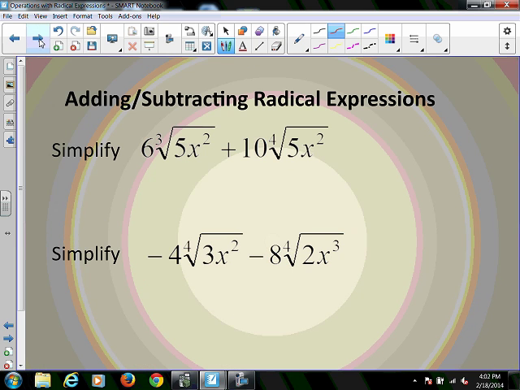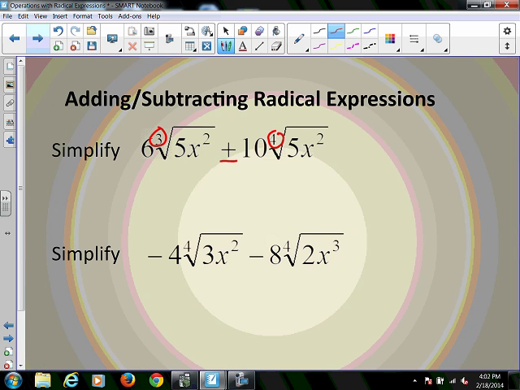Next problem. First, we're adding. So we're going to look at our indexes. 3 and 4, they're different. So we cannot add these two terms. So we're going to say cannot be simplified because the indexes are not the same.